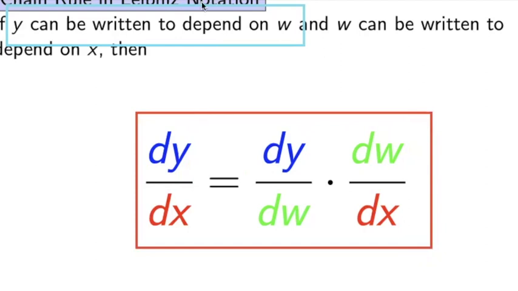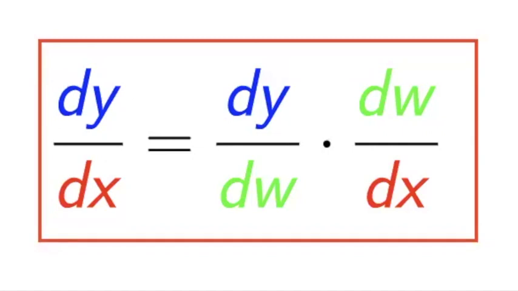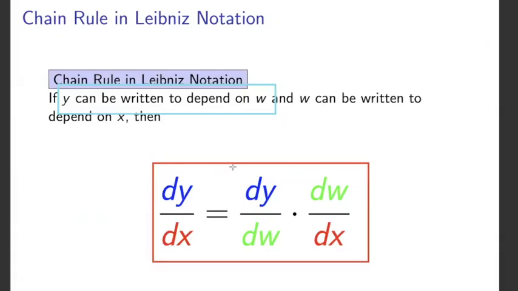Notice that this is really the same thing we have been doing. We're just using different notation, like w instead of g for the pieces, and we're using dw dx instead of something like g prime. Let's look at an example.